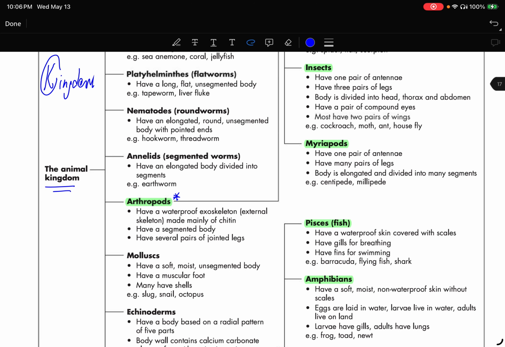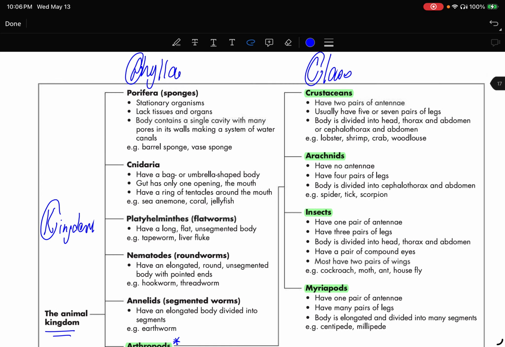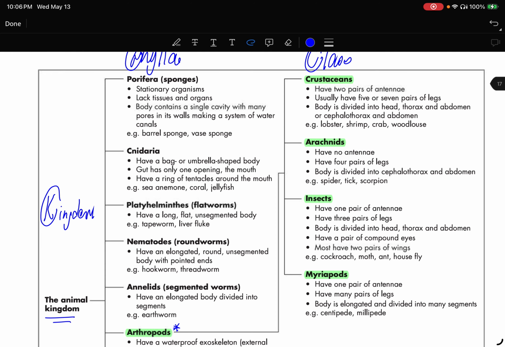So arthropods, that phyla, the classes that you need to know about, the crustaceans like the lobster, shrimp, crab. These are the ones that have two pairs of antennae. The body is divided into head, thorax, abdomen, and they usually have 5 or 7 pairs of legs. Then the arachnids, which are your spiders, your ticks, scorpions, these have no antennae. They have 4 pairs of legs, and the body is divided into 2 segments.